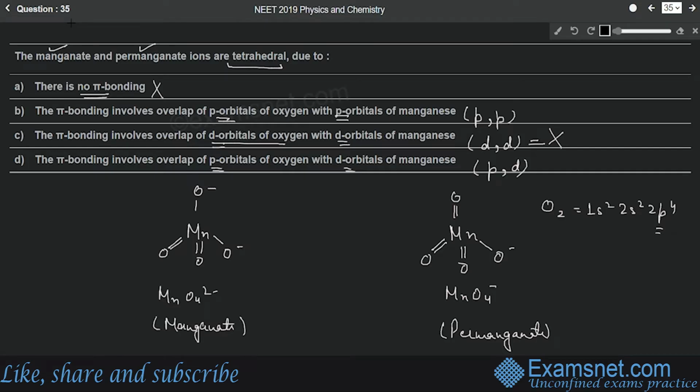Okay. Now we have only two options left, option number B and option number D. So we know that the electronic configuration of manganese is that of argon and then 3d5 4s2. So manganese contains d orbitals, that means d orbitals of manganese will be involved and p orbital of oxygen will be involved. That means option D will be the correct answer. Okay.